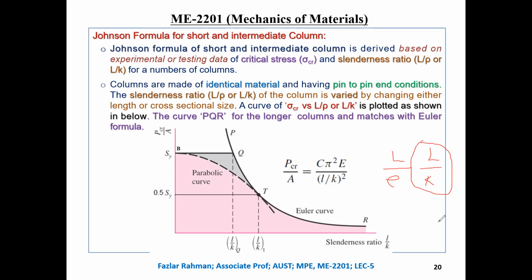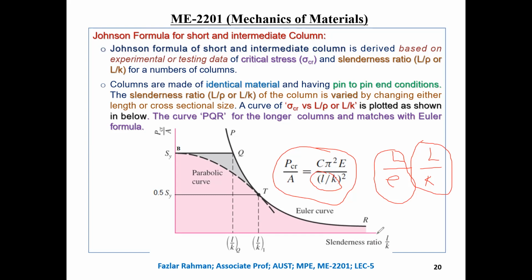Some will write L by K, some will go with L by rho. Both are the same thing. And this is our Euler equation, right over here, we have L by K. So what Johnson did, he took a number of columns in the solid mechanics lab, and he cut them in different lengths, but the cross section is the same. When the cross section is the same, then the L by rho ratio will vary, right?